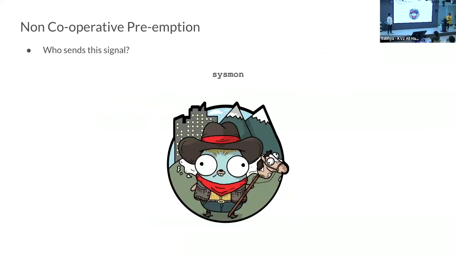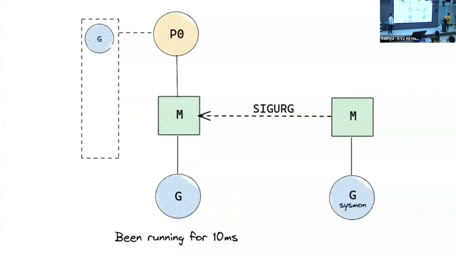So who sends this signal? You have a daemon in the runtime called sysmon. It sees that, okay, this Go routine has been running for more than 10 milliseconds. I'm gonna try and preempt it. So it sends a SIGURG to the thread that is running this Go routine for more than 10 milliseconds.